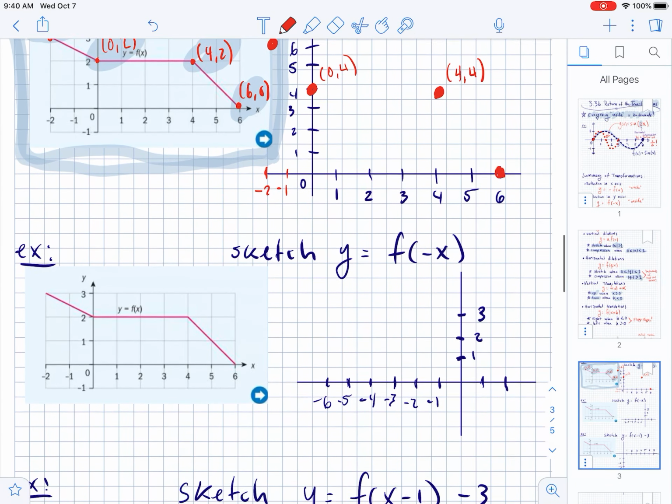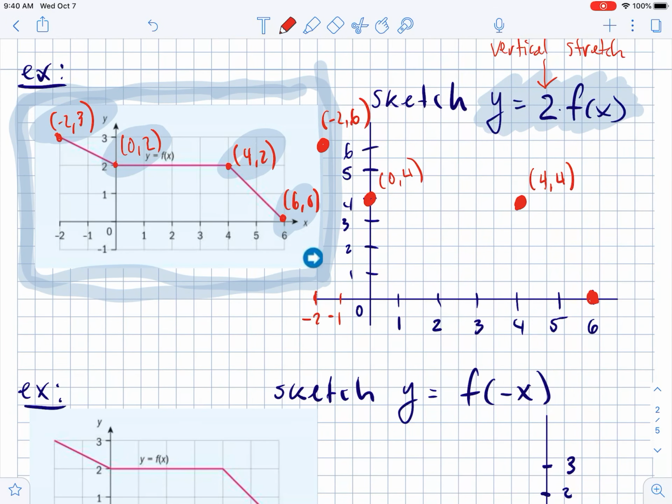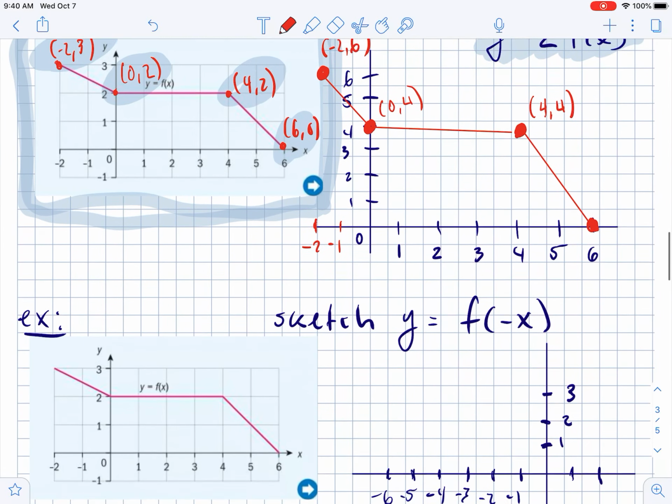Then you play connect the dots. Whoops. Get out of here. How did I do that? There we go. That's what it would look like if we get twice as tall.